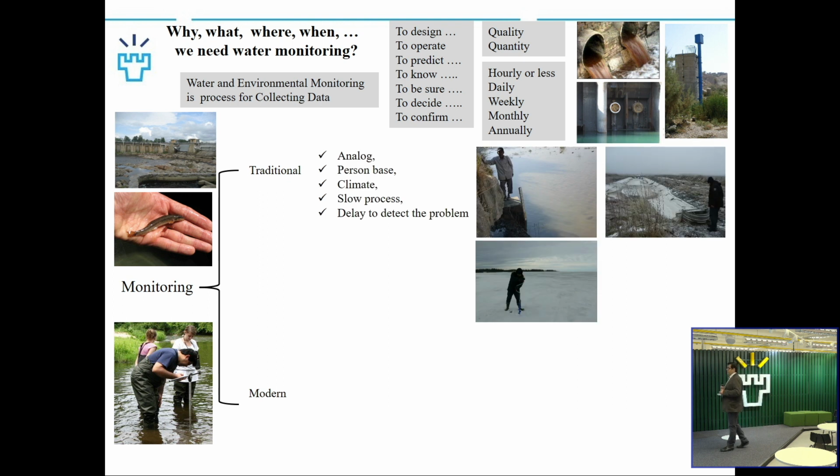In the traditional way, most measurements are analog and person-based. When it is person-based, mistakes come into the measurement. As you see in the figure, these guys want to read the water level in the river. I'm sure there are a lot of mistakes. And climate affects the measurement. Just think of a cold climate like here in Finland: it is difficult to go to the field and measure. The other problem is that the traditional way is a slow process, and there is also a delay in detecting problems. If some problem happens, it takes time to detect it.